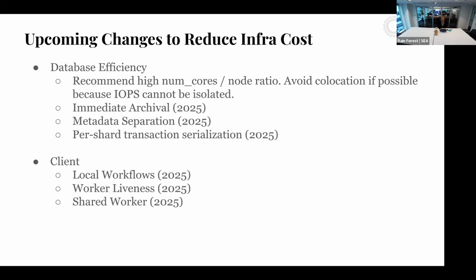And then, metadata makes the key value store row size variable. We try to separate metadata from the other history records. That way we can have fixed row sizes for frequently accessed tables, and the others can be in different storage. And then per-shard transaction serialization: if there are too many transactions going to the same shard, this can create contention. So we plan to reduce this. And on the client side, I talked about local workflows, with more details to come later next year.